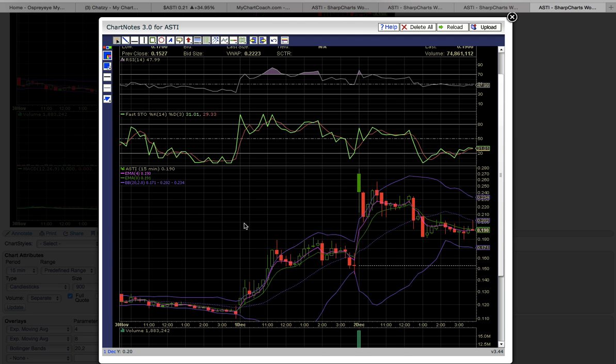This first chart is a 15-minute chart. Each candle represents 15 minutes of trading. This is a 3-day chart. As you can see here, there was this nice uptrend that started yesterday.